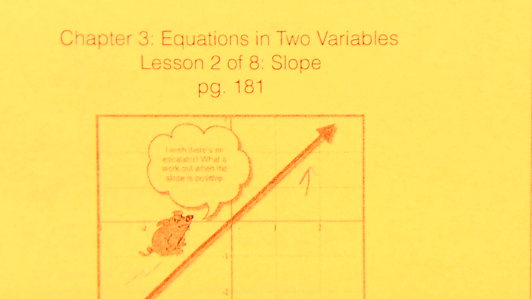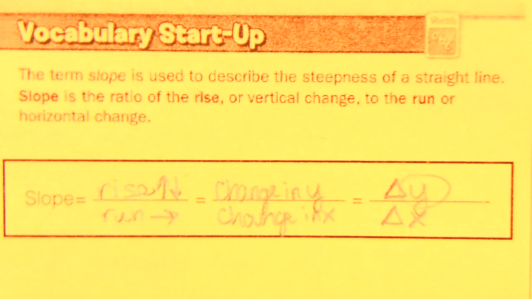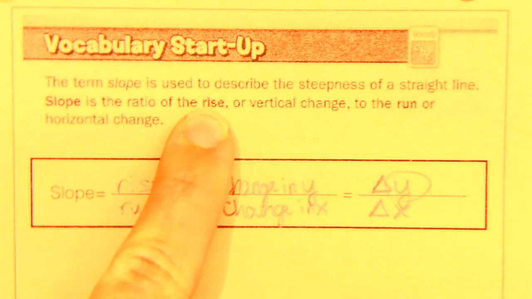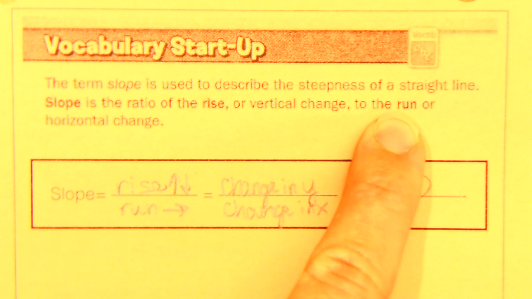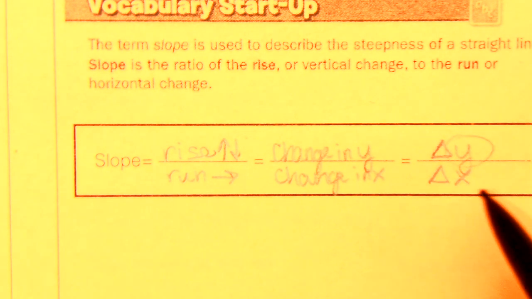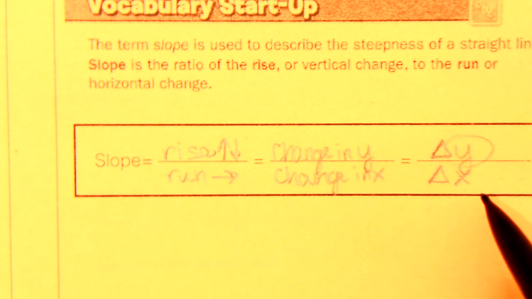All right, so with our vocabulary, we're going to add a couple over here in slide number 2. The term slope describes how steep a straight line is. Slope is a ratio of two numbers: the rise, which is the vertical change, over the run, the horizontal change. So you'll see I filled in a bunch of things here. I got rise over run, I've got change in y over change in x, then I have this little triangle y over x. The triangle stands for change, so how much y changes over how much x changes.